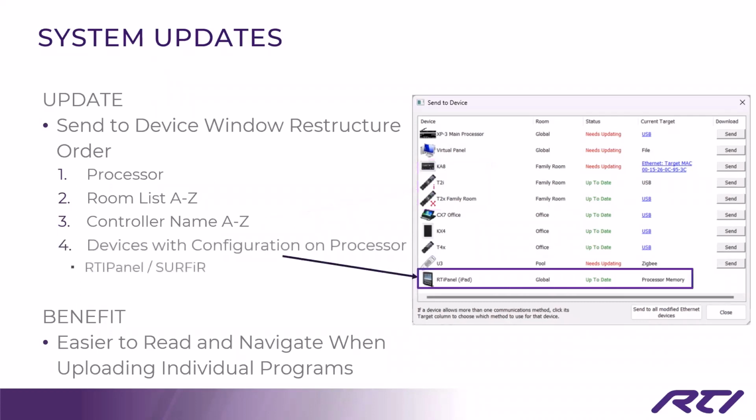And then the fourth one is that all the devices with configuration on the processor, such as RTI panel and surfers and things that live on the processor memory and require some sort of configuration outside of standard network, USB, or even Zigbee, will be placed at the bottom. So just an easier navigation, but that's where you can expect everything to be.